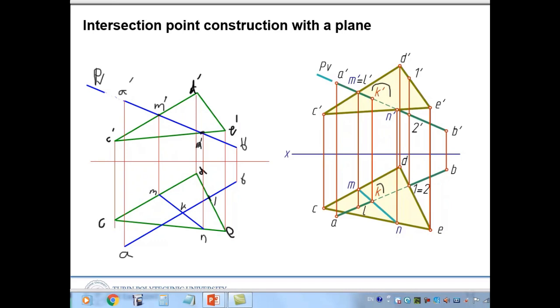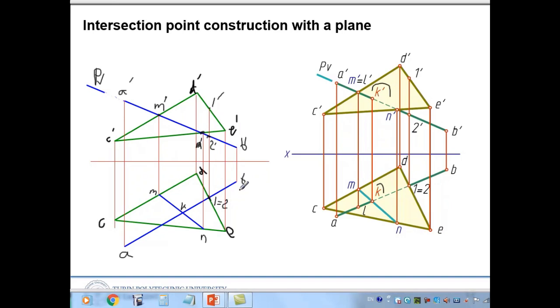So where is that point between E and D? So find that point on the top. E and D is here. One dash. And also that point belongs to the P plane. So P plane, this is here. So that is the second dash point. So 1 equals 2.